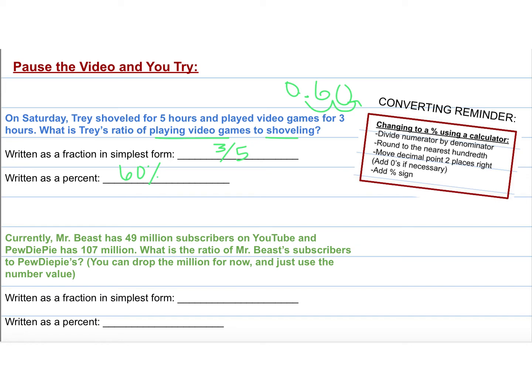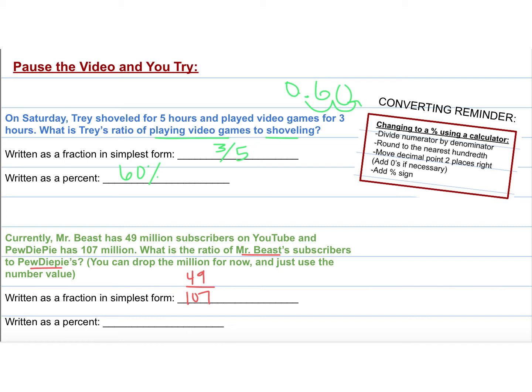Next one, currently Mr. Beast has 49 million subscribers on YouTube, and PewDiePie has 107 million. What is the ratio of Mr. Beast's subscribers to PewDiePie's? You can drop the million for now and just use the number value. So since they both have millions, we're just gonna leave that part off. So we wanna know Mr. Beast to PewDiePie's. So Mr. Beast was 49 million, so that's our numerator. And PewDiePie was 107 million. Again, we're leaving the millions off. You can just keep it like that. And I think that that's probably in simplest form.